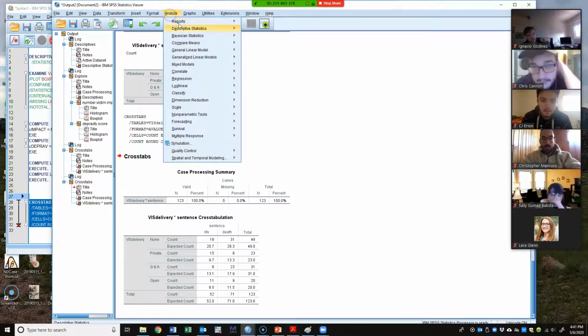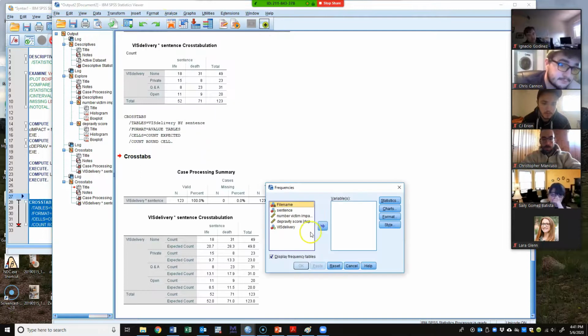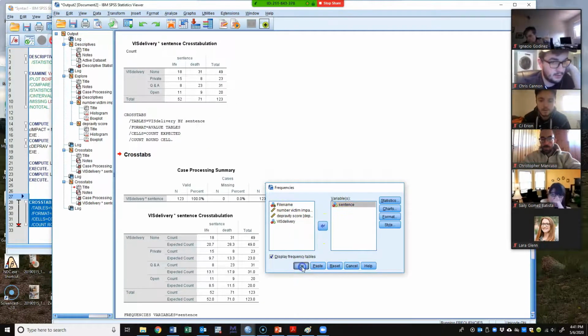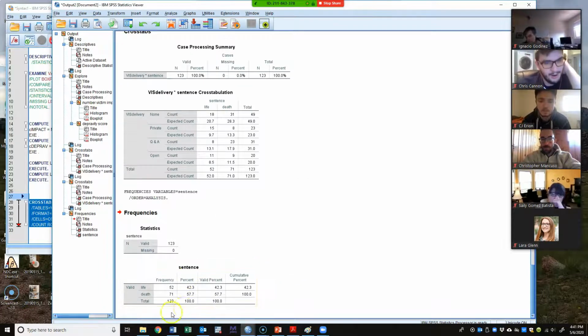Okay. The other thing we might want to do is go through and take a look at our frequencies of our sentencing, right? And so we've got reasonable representation here, right? So we don't have any sort of necessarily small cells in terms of our outcome. Reasonably balanced, not perfect, but we've got good representation here.